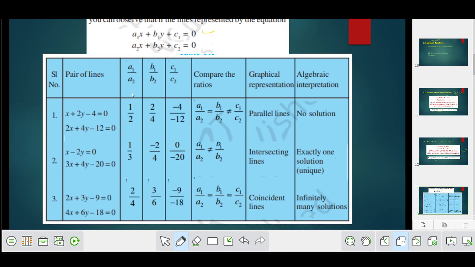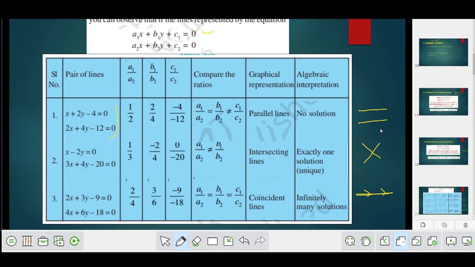So here we summarized the previous slides. These two equations are defined as parallel lines because they have no solutions. Exactly one solution. Many solutions. Clear?